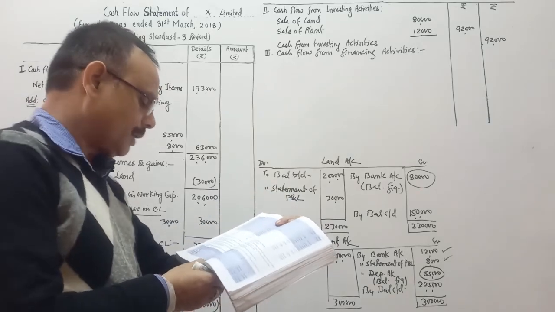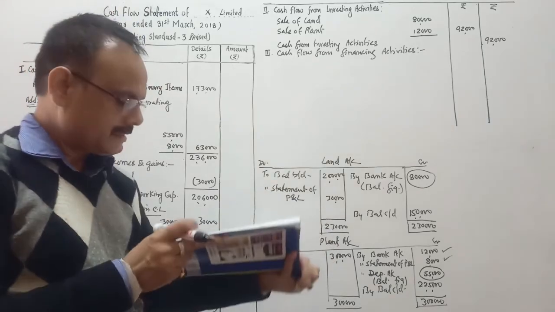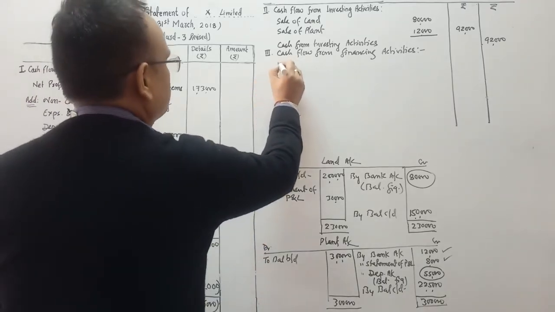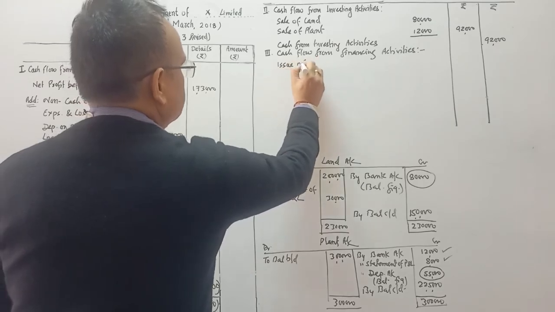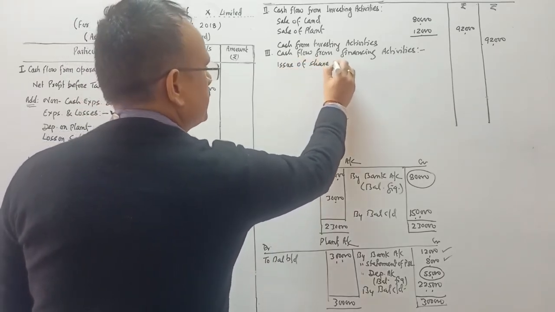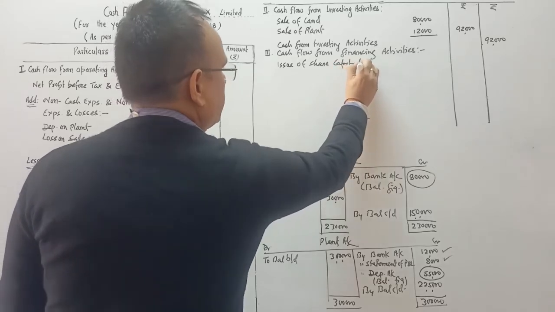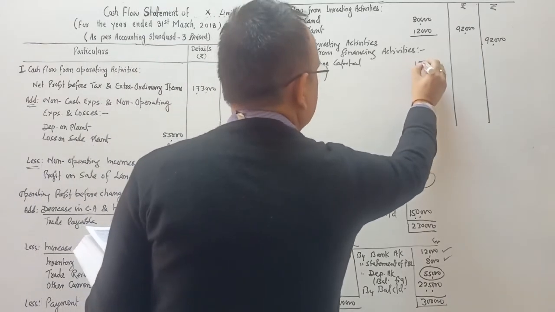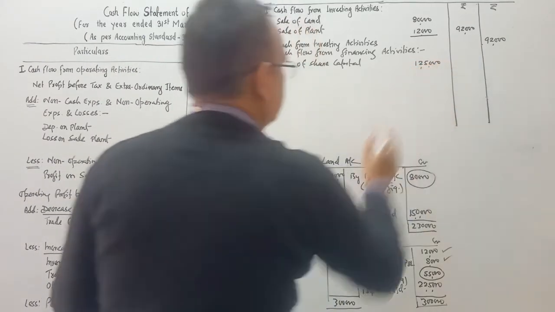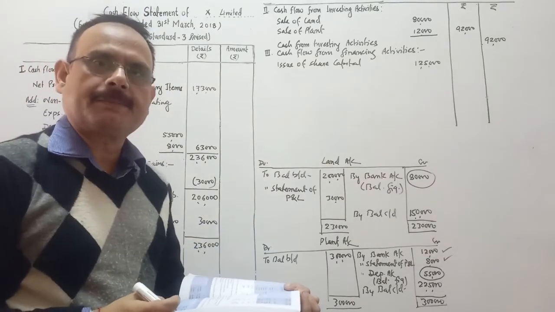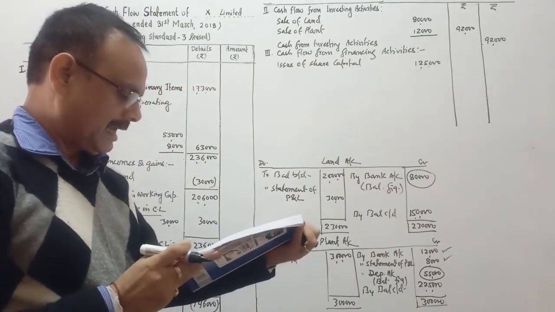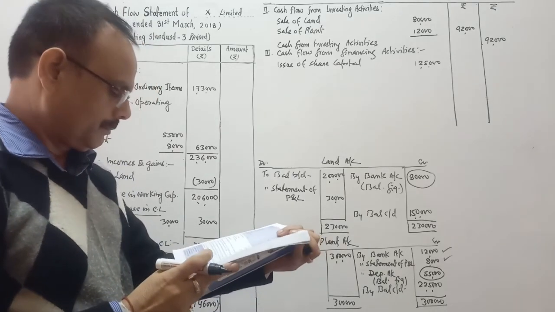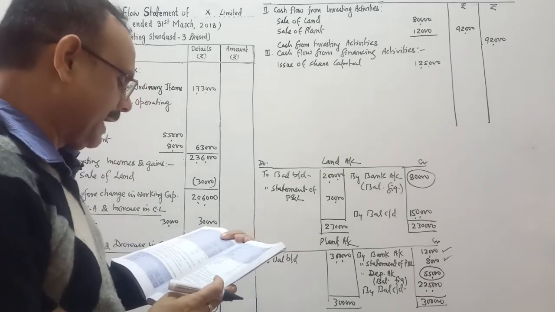Share capital is the first one. There is an increase in share capital. Last year figure is 6,75,000. This year figure is 8 lakh. It means issue of share capital. Issue of share capital is how much? It is 1,25,000. You see the difference. Last year it is 6,75,000 and this year it is 8 lakh. So it is increased by 1,25,000. So it's an inflow of cash.